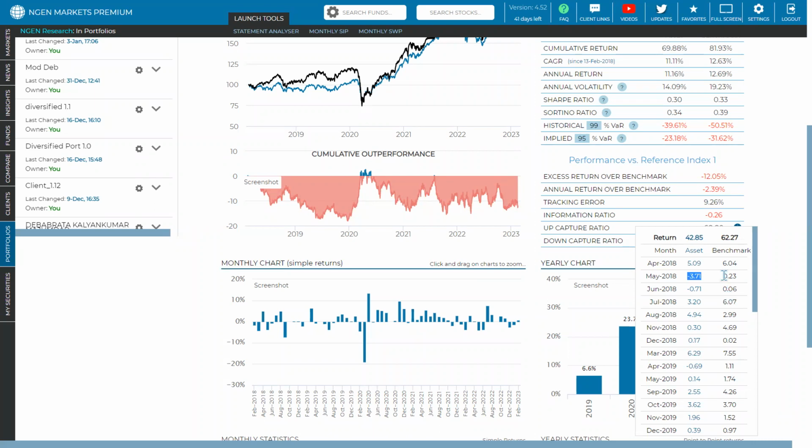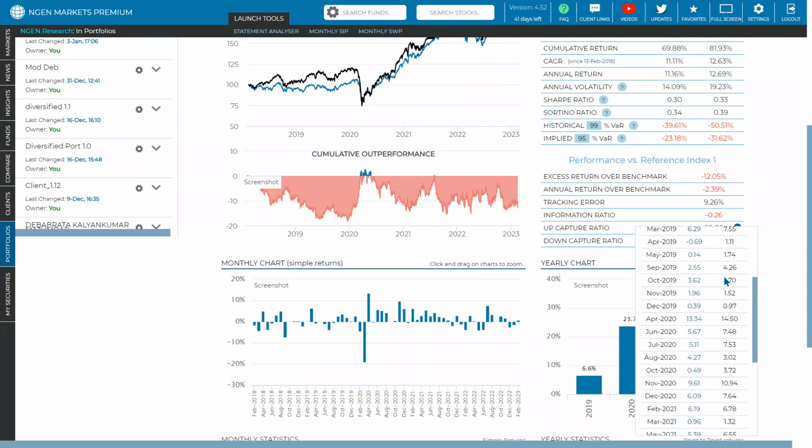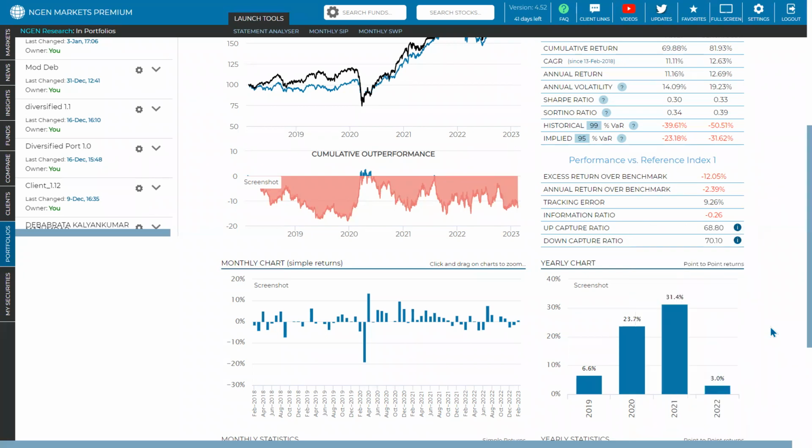At any point of time, any date, any month which you see, you can definitely see that our performance against the benchmark has not been good. Now, why am I talking about underperformance here? Because it helps us determine what the problems are in the portfolio the client is holding, and how we can address them.